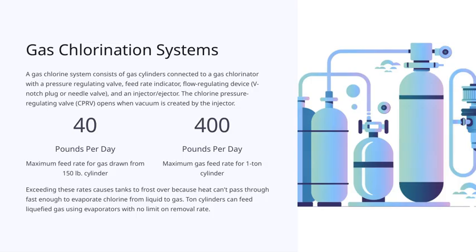When it comes to feeding rates, for a 150-pound cylinder, the maximum flow rate is about 40 pounds per day. For larger 1-ton cylinders, the maximum is around 400 pounds per day. Exceeding these rates can cause problems because the tanks tend to frost over. That's because heat can't pass through fast enough to evaporate the liquid chlorine into gas.